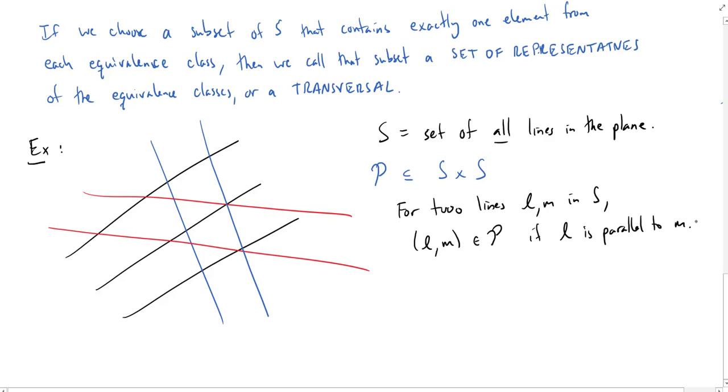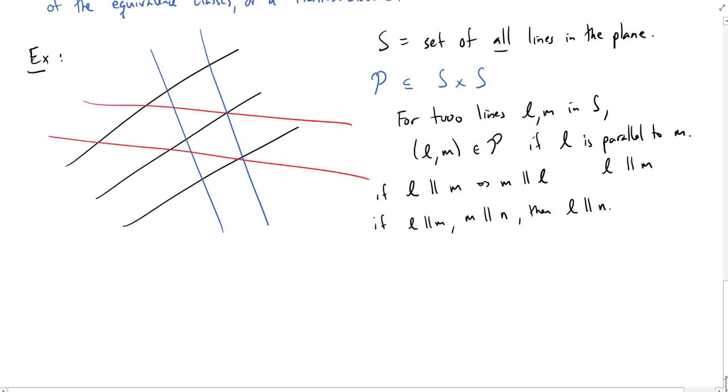Now the question is, does this form an equivalence relation? Of course, we might use notation here to shorten things up. If a line L is parallel to M, then this implies that M is parallel to L. We also know if L is parallel to M, and M is parallel to some other line N, then L will be parallel to N. So we have our symmetry and our transitivity. What are we missing? There was a third condition, and that was reflexivity. Reflexivity would say L is parallel to itself.